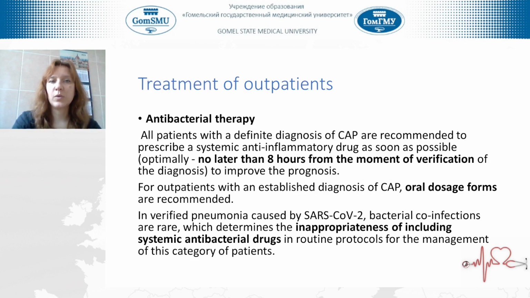Now talking about treatment of our patients with CIP. Antibacterial therapy. All patients with a diagnosed CIP are recommended to be prescribed a systemic antibacterial drug as soon as possible, optimally no later than 8 hours from the moment of verification of the diagnosis, to improve the prognosis. For outpatients with an established diagnosis of CIP, oral dosage forms are recommended. In pneumonia caused by SARS-CoV-2, bacterial co-infection is rare, so systemic antibacterial drugs are not routinely included in the protocols for the management of this category of patients.